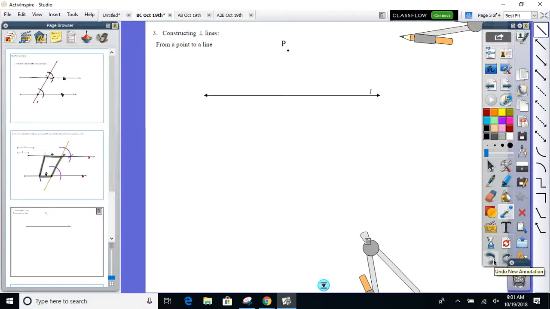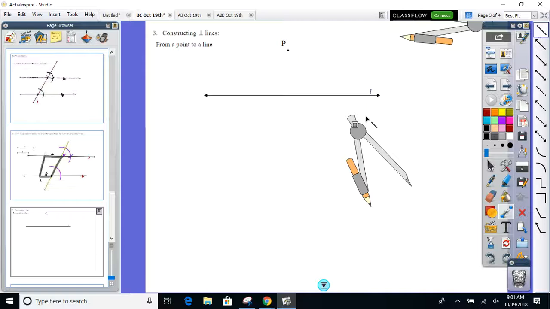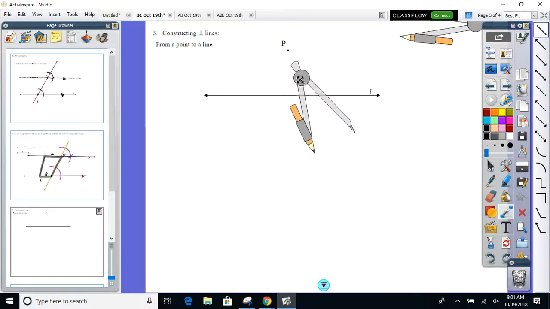All right, if we've done this before, anybody want to catch me up? Where do I put my compass point? On P, on the point I'm drawing it through. Yep. And anybody remember what we need to have happen here? Intersect twice. So you need to play around with the opening of your compass. Maybe some of you may need to extend line L so that your arc mark intersects it twice.